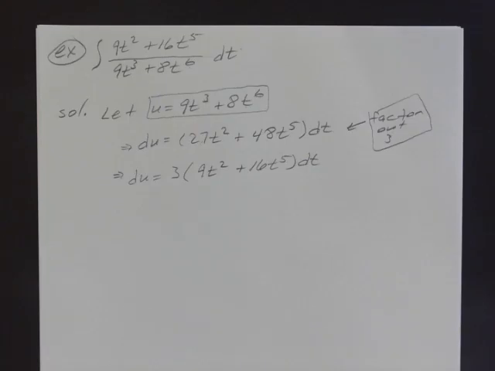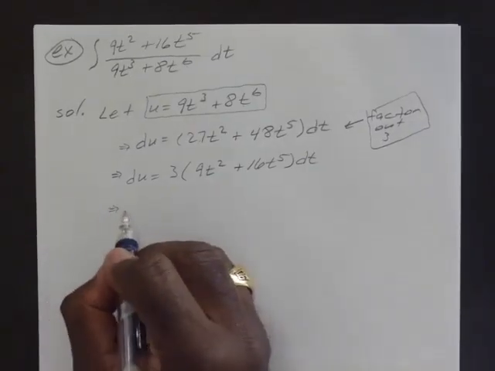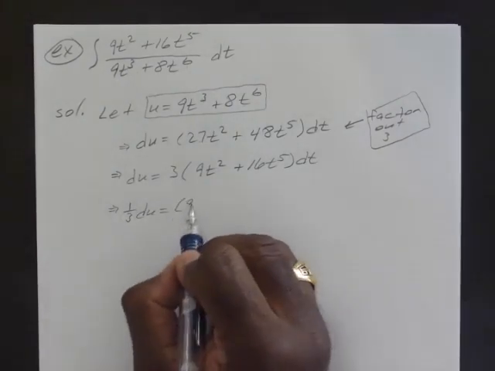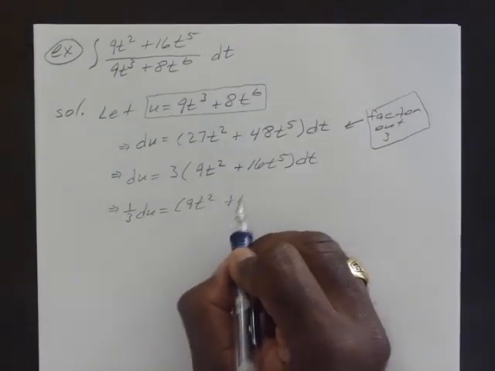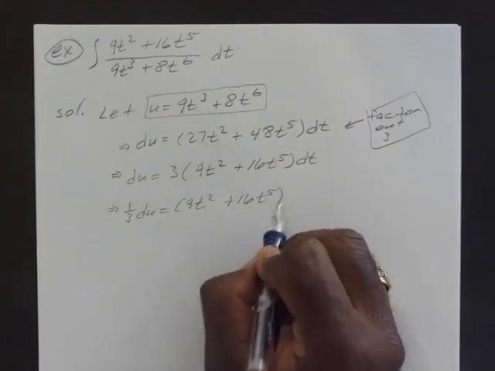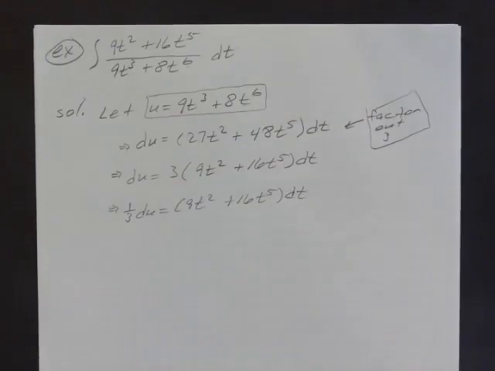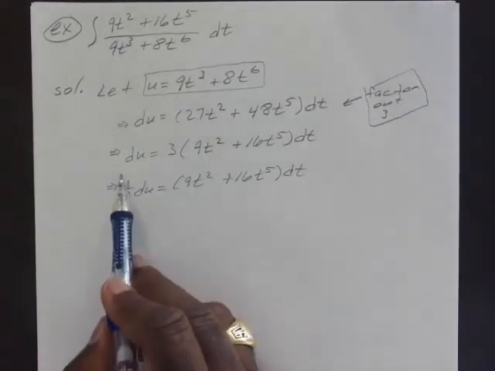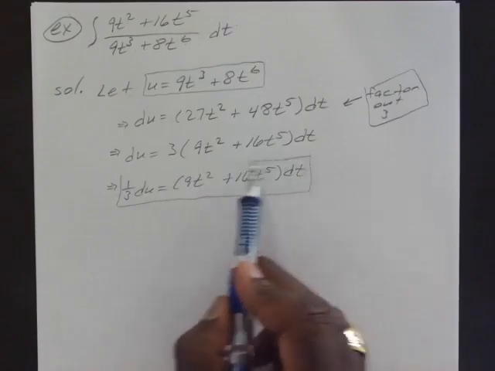So if we divide both sides by 3, we get 1/3 du is equal to 9t squared plus 16t to the fifth power with respect to t. So we know we're going to use that. So we'll highlight that one.